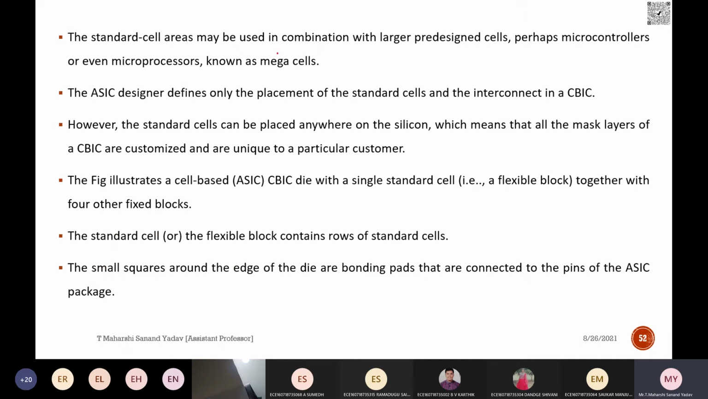The standard cell area may be used in combination with larger pre-designed cells, perhaps microcontrollers or even microprocessors, known as mega cells. The ASIC designer defines only the placement of the standard cells and the interconnect in a CBIC. What is meant by placement and what is meant by routing? And what is floor plan?